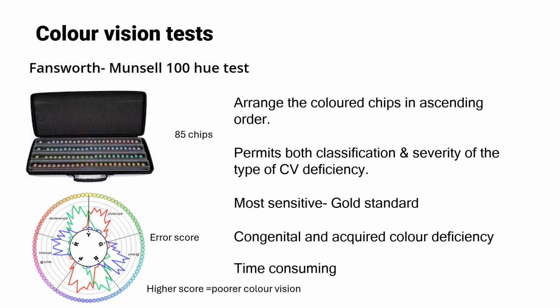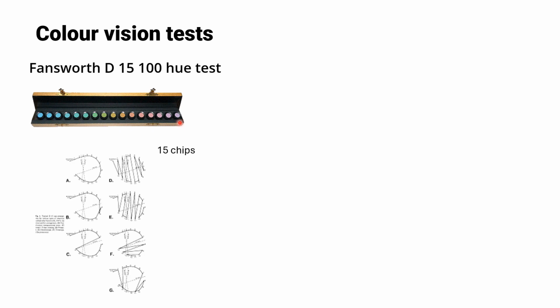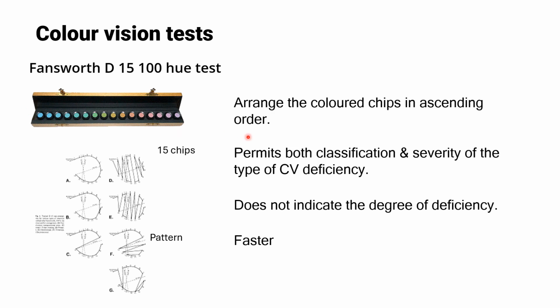It takes a long time for each patient. So next came the Farnsworth D15 test instead of 100 hue: 20 four chips, four lines. You have only one line, which is 15 hues. The patient has to arrange them in ascending order, and it estimates all the color deficiencies again, but does not estimate the degree of deficiency. It can only tell you whether it is there or not. Okay, and it is faster than the 100 hue test.